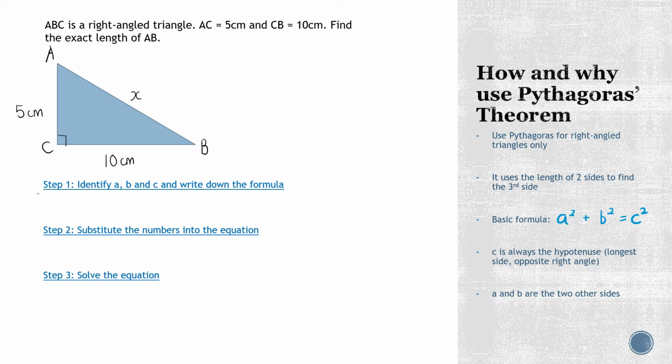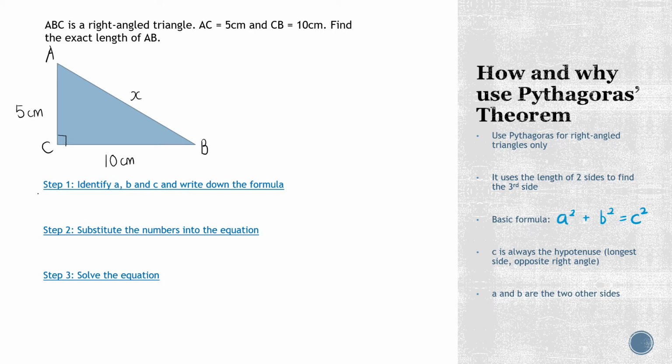ABC is a right-angled triangle. AC equals 5 centimeters and CB equals 10 centimeters. Find the exact length of AB. So to start off with, step 1 is to identify A, B and C and write down the formula. So I've already said that C is always the hypotenuse, and that's the longest side opposite the right angle. So we can see the longest side is clearly AB, and that's opposite the right angle.